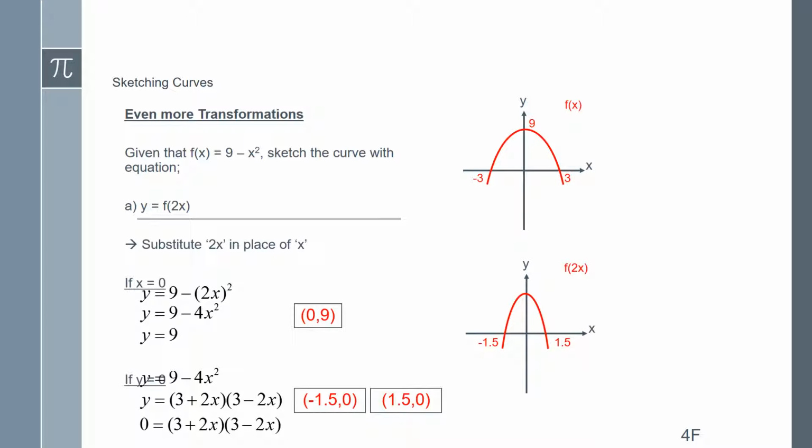So the effect of having f of 2x on a graph is that it makes it narrower. It's a horizontal stretch of 1 over a. 1 over 2, it's half as big. It's the same height, it still goes through 9, it's just half as wide.